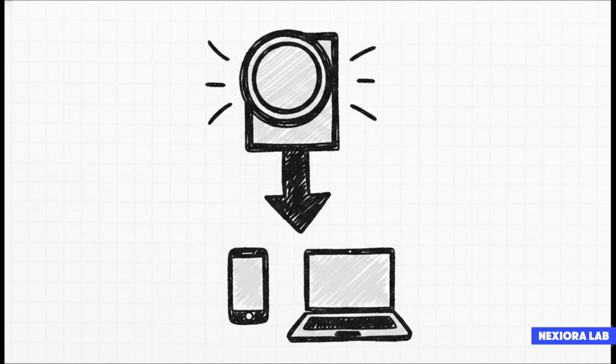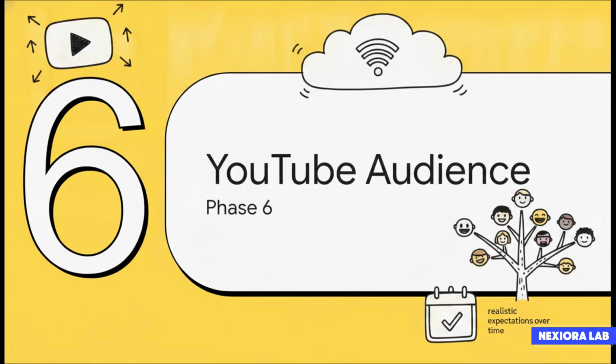Click Export. Always make sure to select a high-resolution setting to maintain that really crisp 3D cartoon quality, and save it. You now have a polished, YouTube-ready video sitting right on your device. Finally, Phase 6, building your YouTube audience. It is vital we set some grounded, realistic expectations about what actually happens after you hit that publish button.